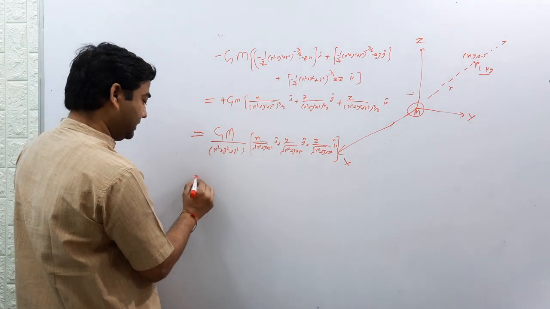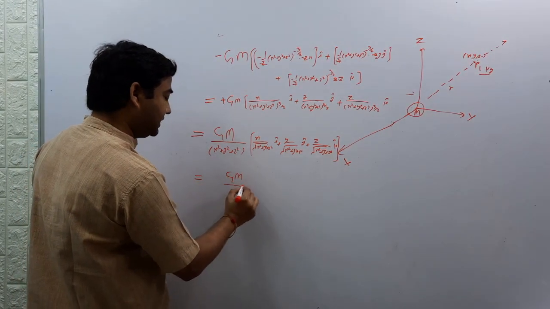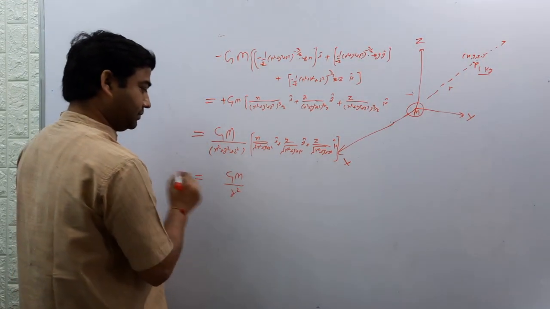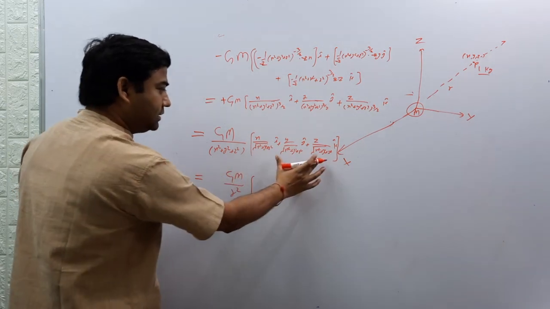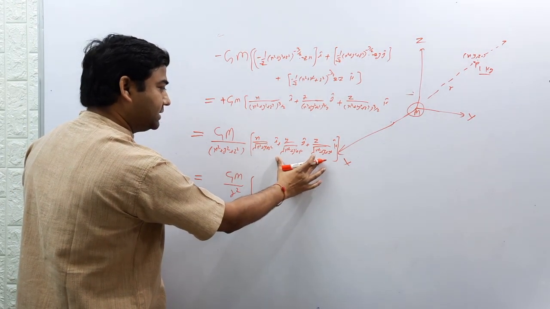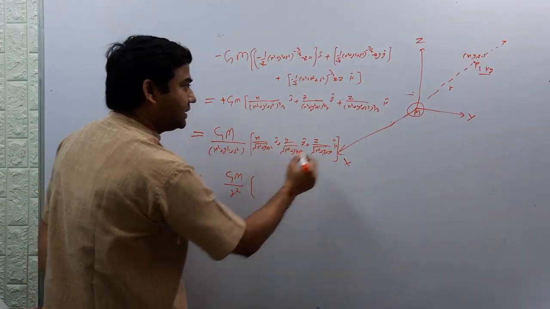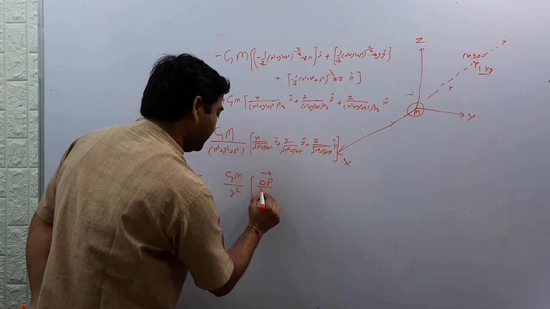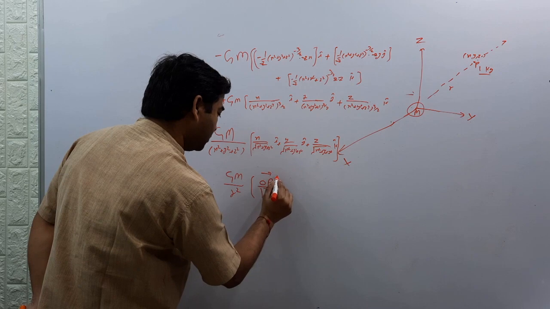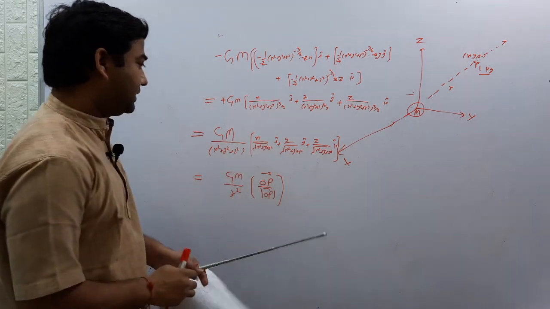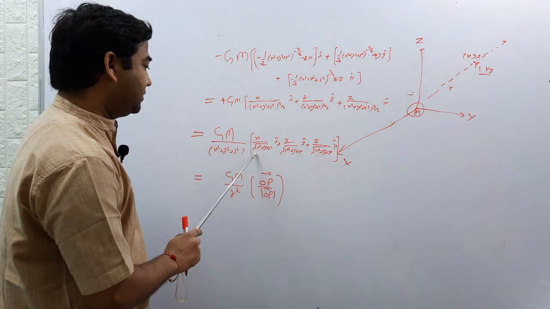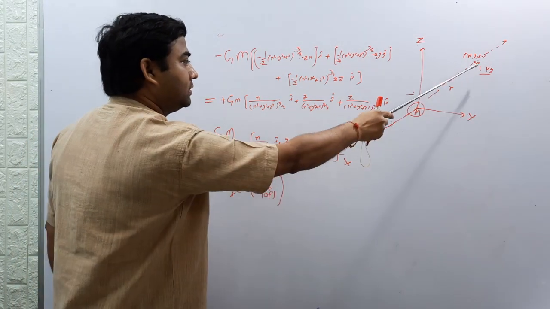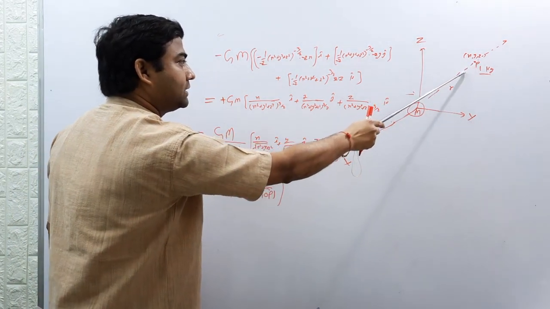x square plus y square plus z square is nothing but distance r from origin to point P. We can write it r square, and this vector is nothing but vector OP by mod of vector OP. This vector is x i plus y j plus z k over under root x square plus y square plus z square. This is the unit vector of position vector in the direction of vector OP.